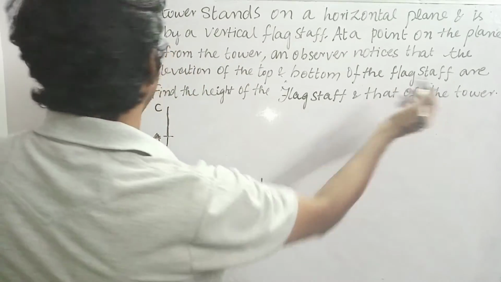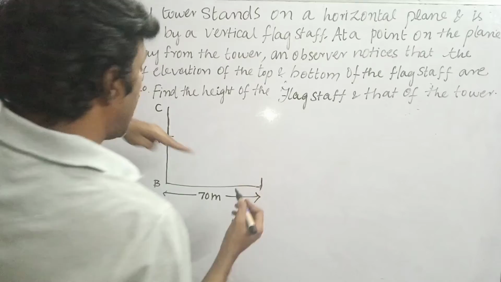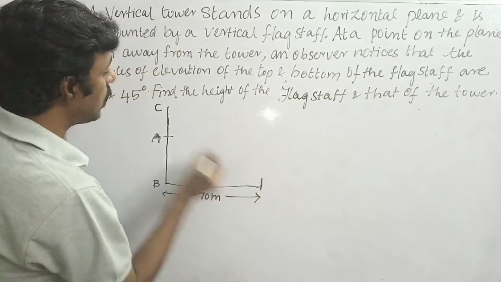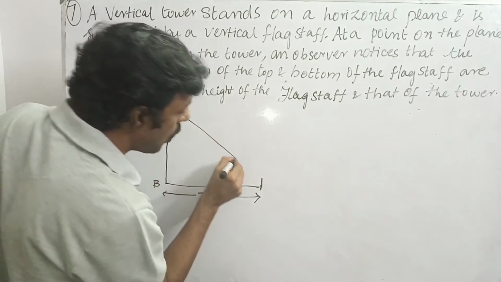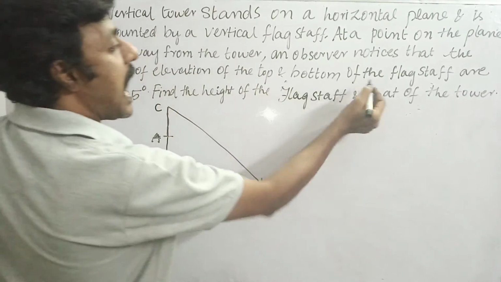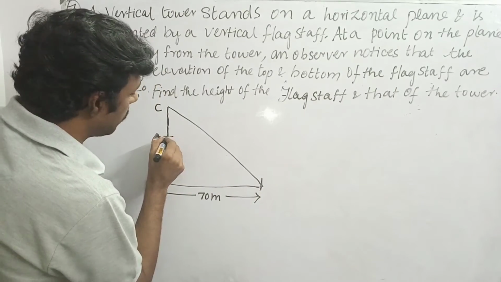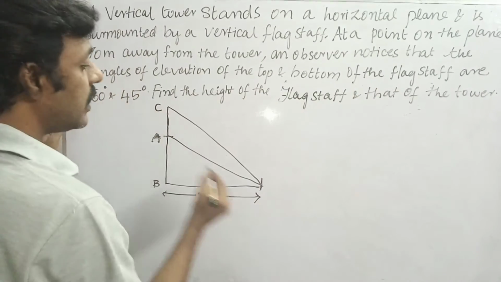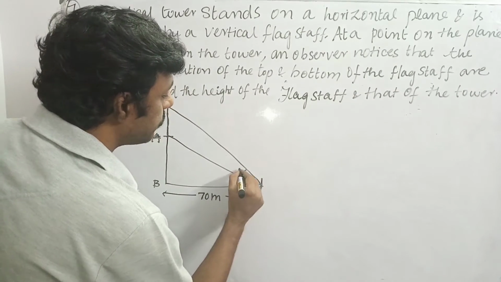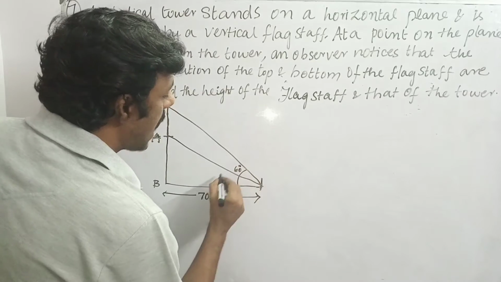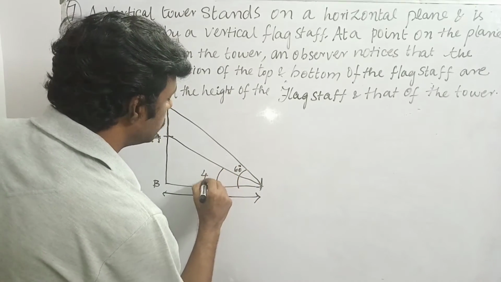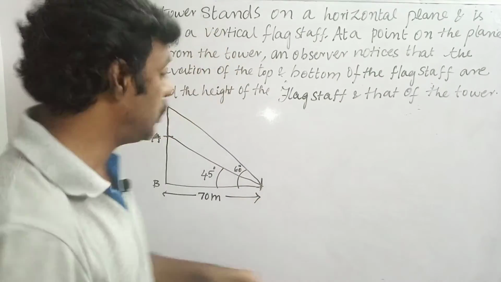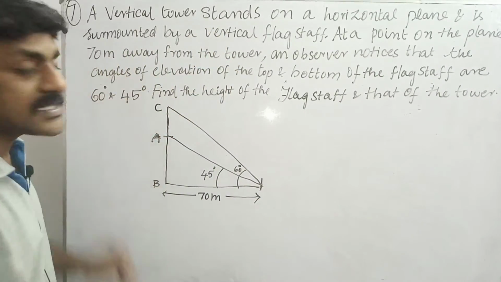The observer is noticing that the angles of elevation of the top of this flagstaff and the bottom of the flagstaff. This is the bottom. So the angles of elevation are, this will be 60 degree and this one will be 45 degree. So you need to find the height of the flagstaff and that of the tower. You need to find the height of CA as well as AB.